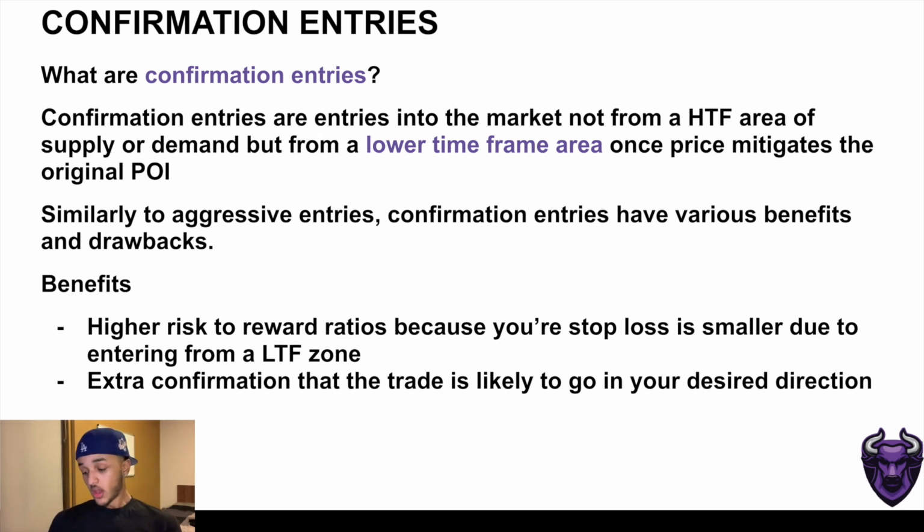This means that once the price has started to move and you see a confirmation entry, we look out for a change in character once price mitigates the higher time frame POI. So what I mean by that is price breaks above or below a previous high or low. If the price was making higher highs and higher lows, or lower lows and lower highs, and price breaks above or below one of these, we consider that a change in character, which gives us an extra confluence that the market is going to reverse in our favor. So that is another benefit of using lower time frame areas of supply and demand as entries.